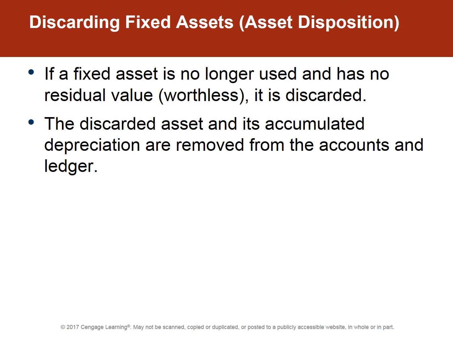So in this part 3, we're going to be talking about asset disposition. If an asset is no longer useful and has no residual value, it's worthless, in other words, it's discarded. And if this is the case and you have an asset on the books, on the accounting records as they call it, then you just remove the accumulated depreciation and the asset itself. So we're going to start with a really simple basic example, and then we'll move to something a little more difficult in this section of asset disposition.